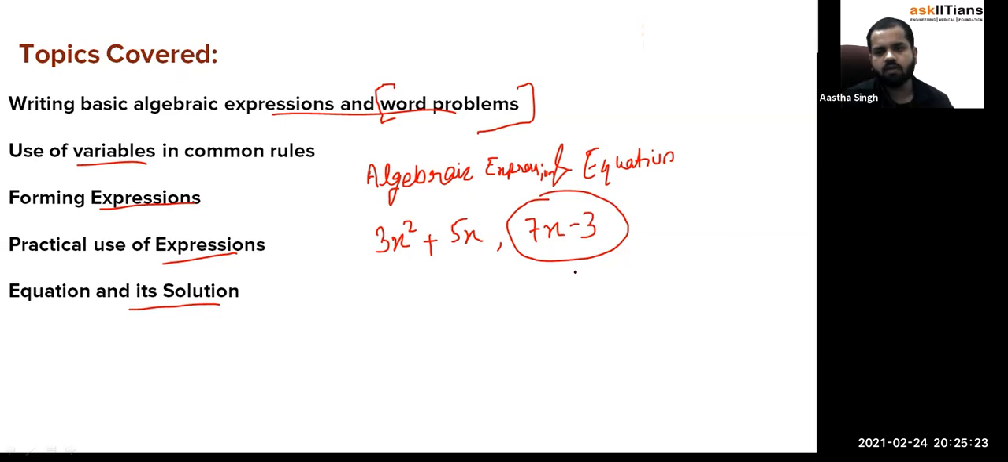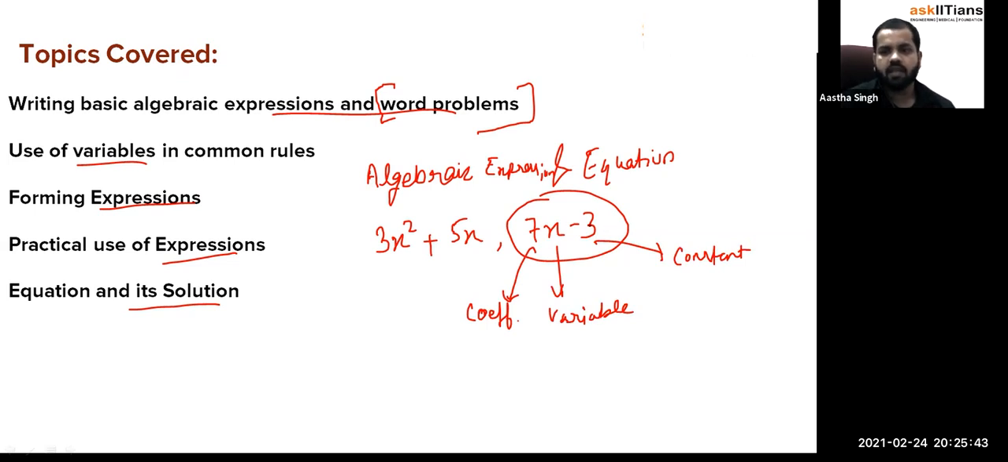Why? It involves a variable, its coefficient, and a constant, right? So basically, it is a combination of variables, constants, and algebraic operations between them. Plus, minus, multiply, divide, right?